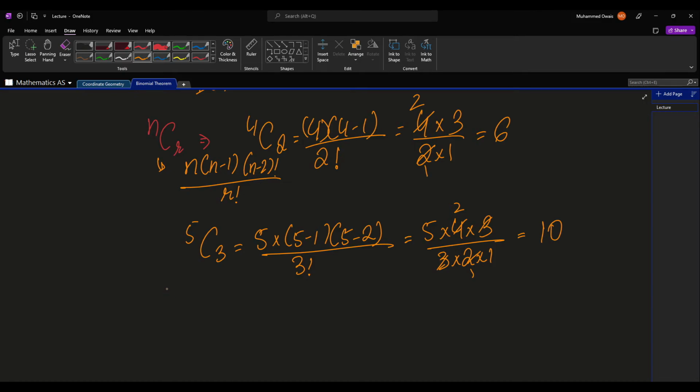Now then, let's do the simple one, 5C1. What I'm going to do here is only write 5 over 1. We won't go down more because, as I said, we go the amount of times that this R is. So this becomes 5. Same for 4C1: 4 over 1 factorial, which is 4.